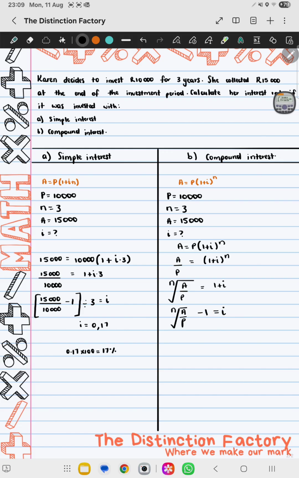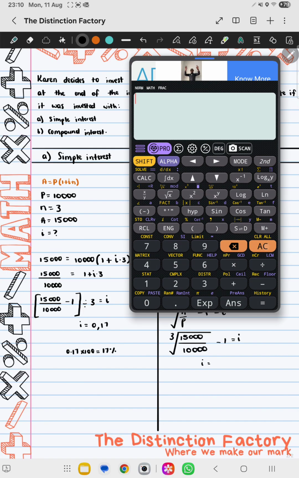Okay, now that I have i alone, I can substitute the numbers that I've got. I've got the nth root, so that would be 3. The A value that I've got is 15,000 over the P value that I have, which was 10,000. And then outside of the fraction, outside of the root, I'll put the negative 1 equals i. And now when I put this into my calculator, that's going to give me a decimal version. So I need to remember to convert it into a percentage.